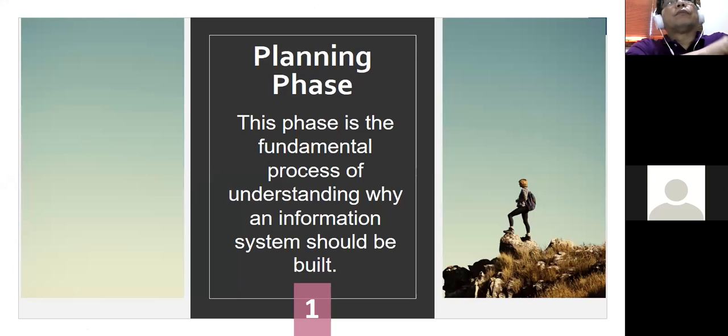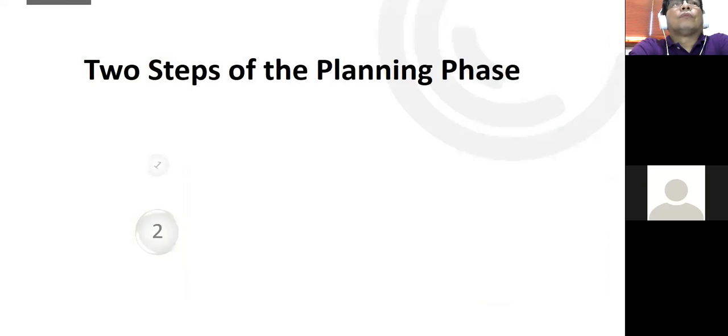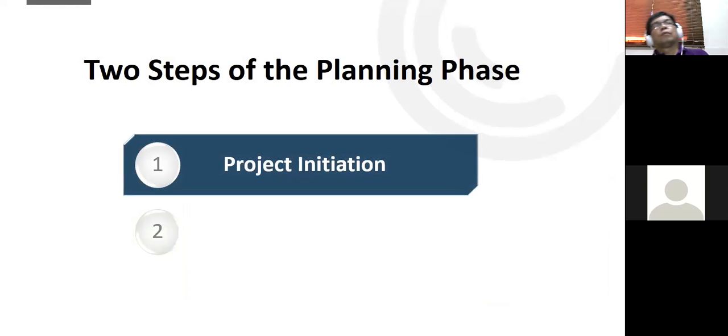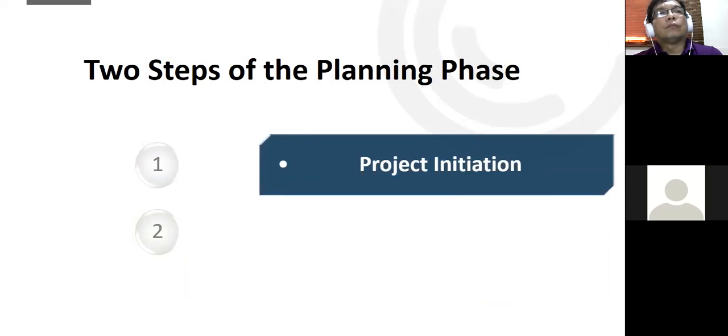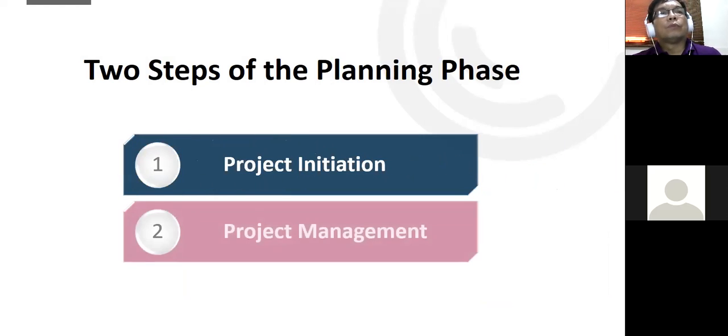This phase is the fundamental process of understanding why an information system should be built. The planning phase will also determine how the project team will go about building the information system. In order for the project to be successful, of course, they have to plan ahead of time, and they should plan as a team. And then there are actually two steps of the planning phase. First is the project initiation, and the second is the project management.